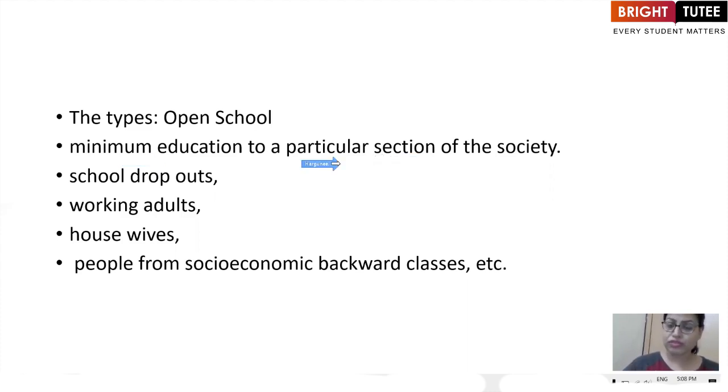And what is that particular section of society constituting of? These are people who are school dropouts. They are working adults. So because of financial reasons, they could not have time enough to enroll for full-time courses in schools and colleges. So they are working, but still they want to learn. So working adults, also working professionals, housewives also for that matter, people from socio-economic backward classes. So because of financial reasons, maybe they could not take admission in good schools or colleges, or not even in a school or a college. So that's the reason that there is the option of enrolling yourself in an open school.